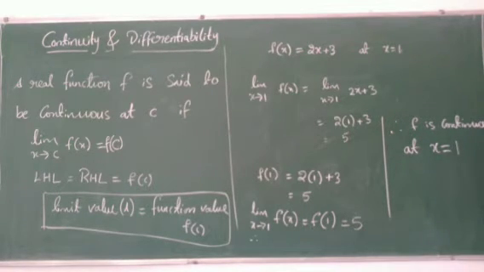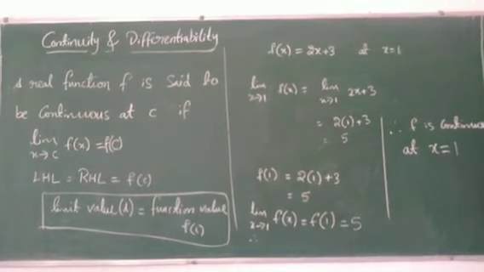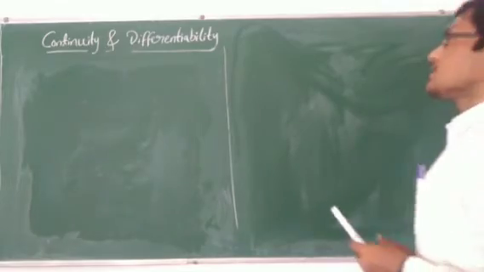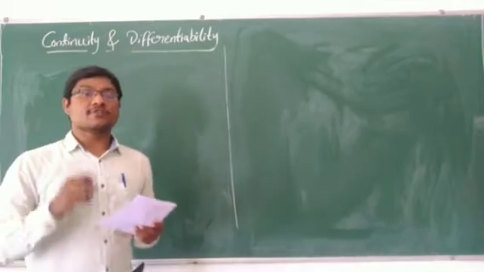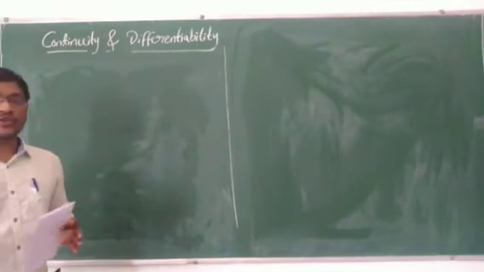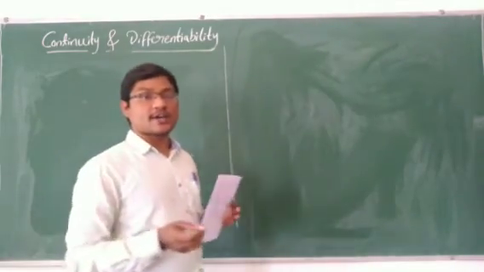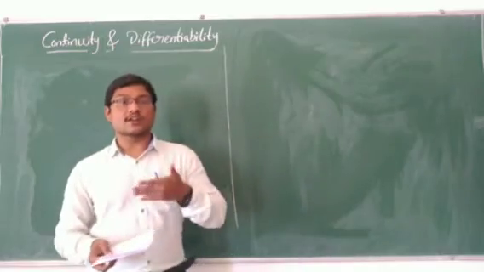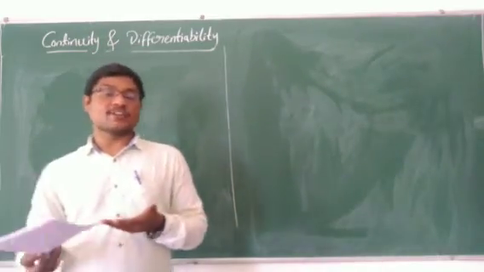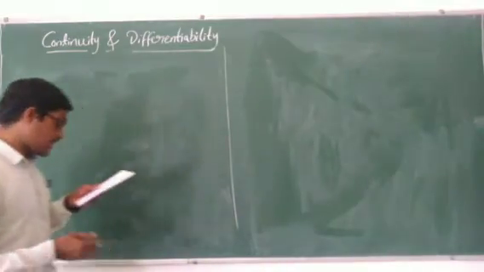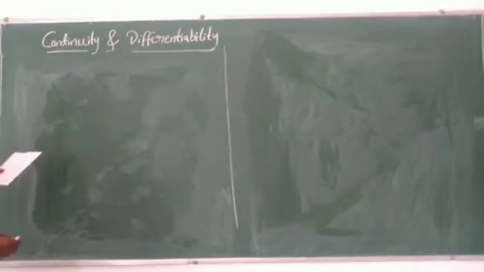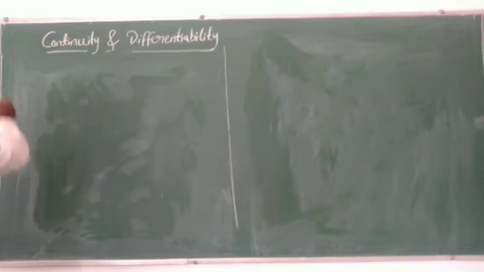You can write this down in your notebooks. A function is said to be discontinuous if the function is not continuous at any particular point. If a function is not continuous at C, then the function is said to be discontinuous at C. Let's take again one example which is there in your book itself.